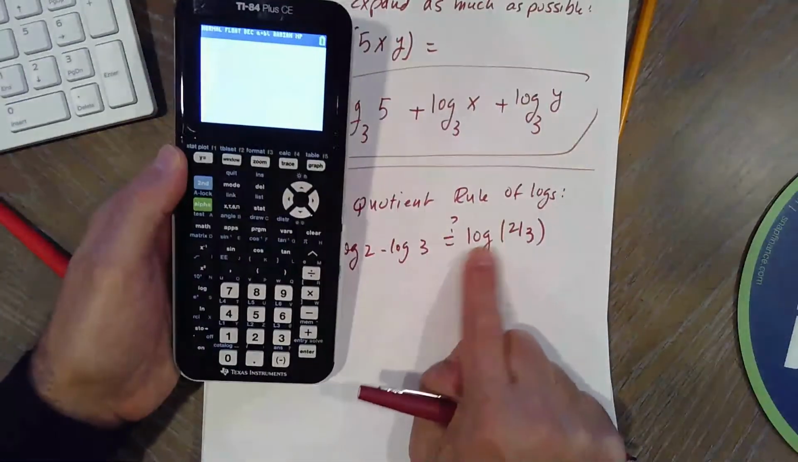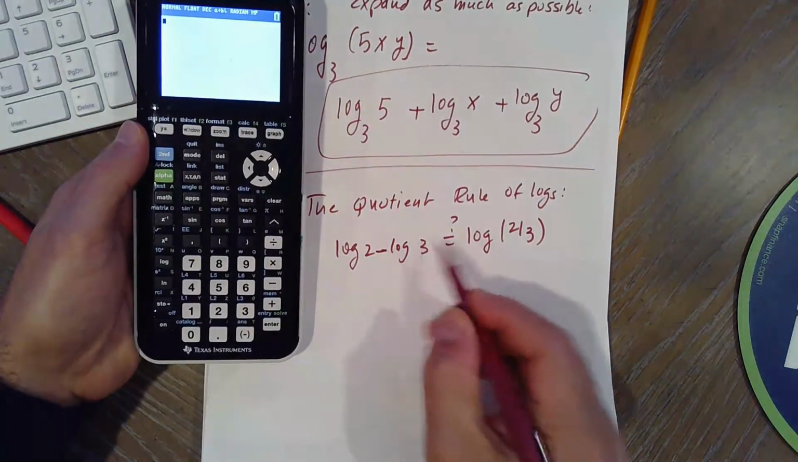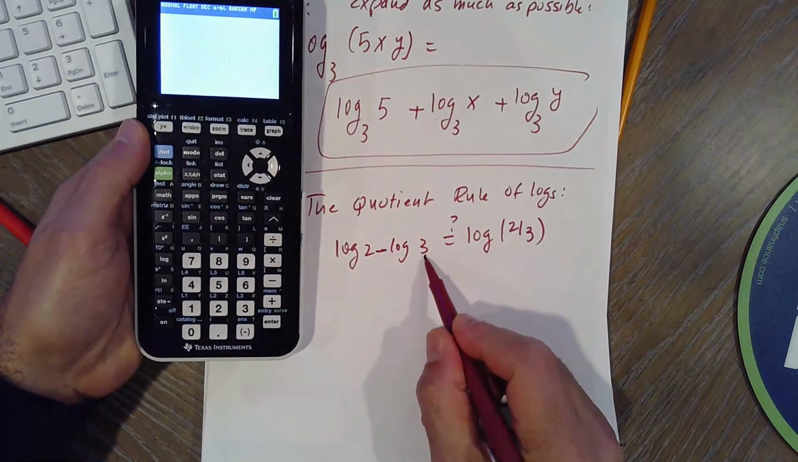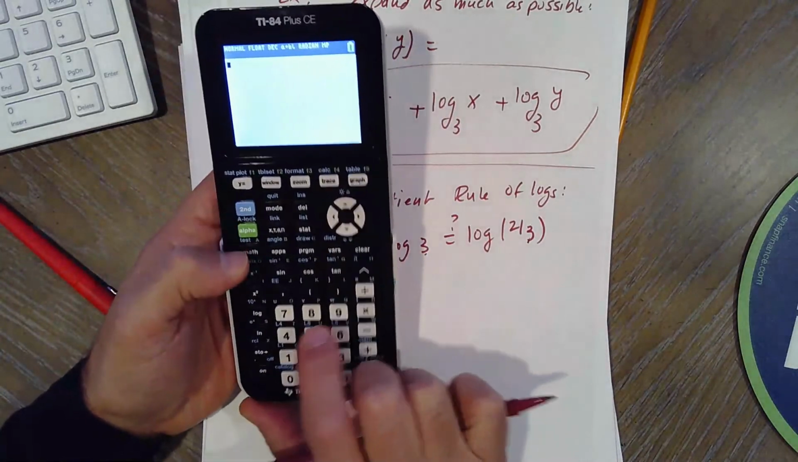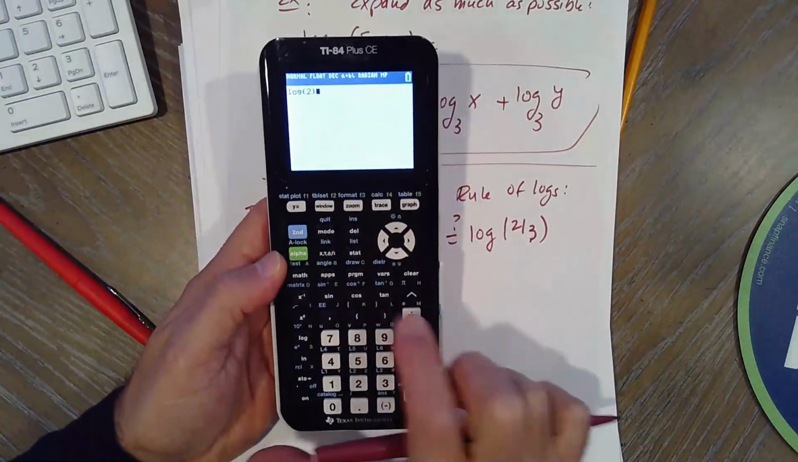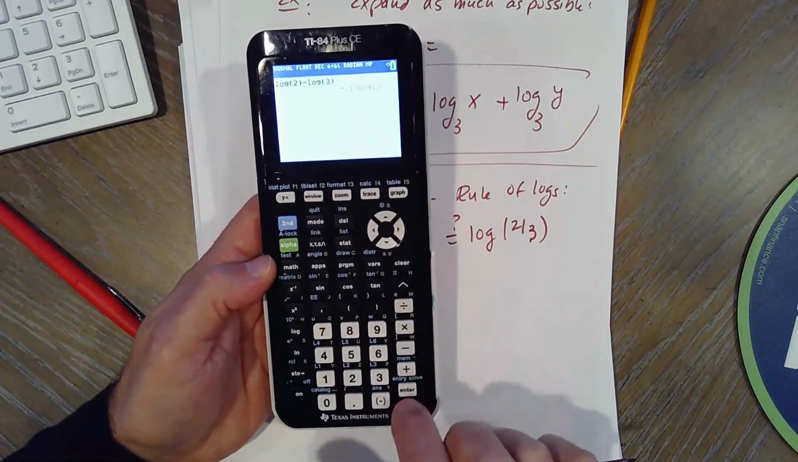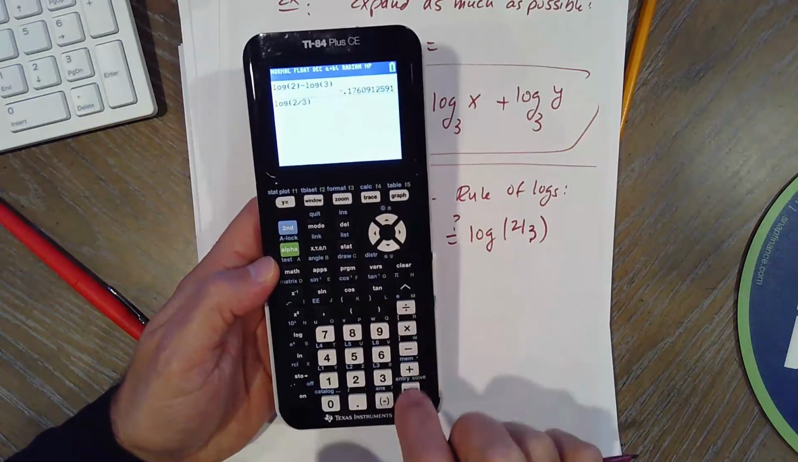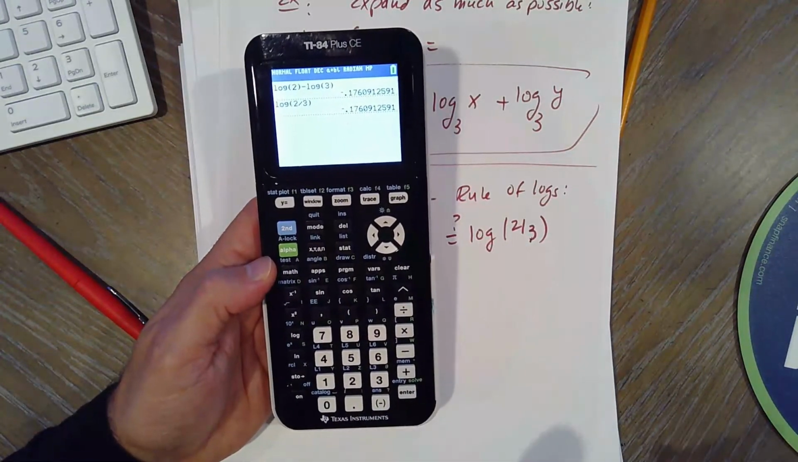We're not saying log of 2 minus 3, we're saying log of the quotient. So if it's a minus, you get a quotient, and be careful, the 3 is at the bottom because it has a minus in front of the log. So log of 2 minus log of 3, that's the answer. Log of 2/3, same exact answer, negative 0.17609.